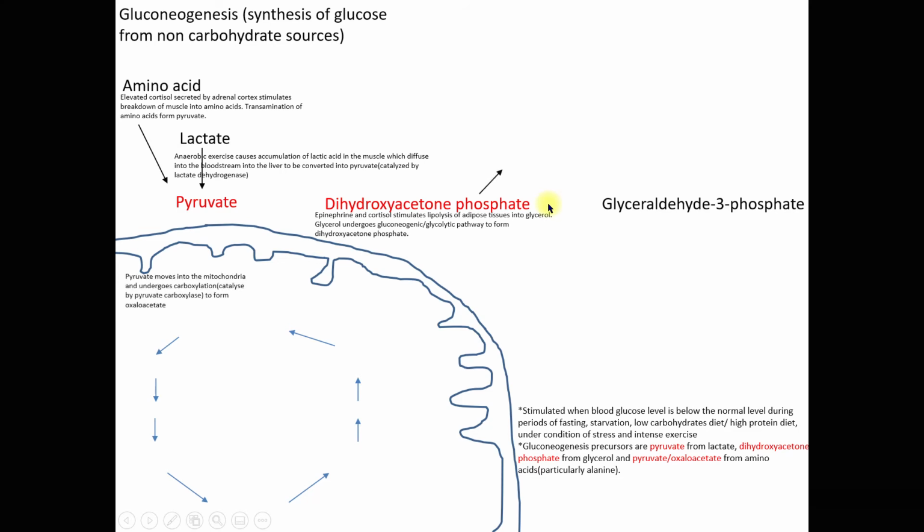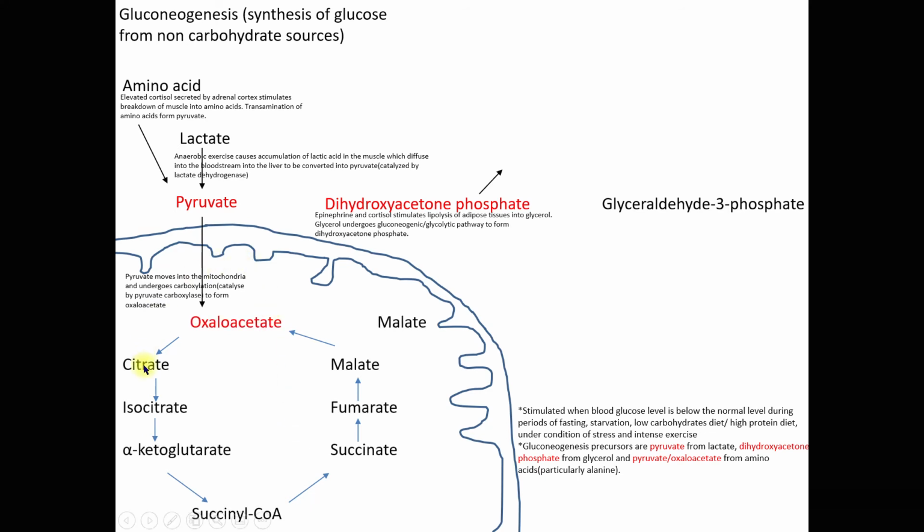All right, so the pyruvate will move into the mitochondria and undergoes carboxylation to form oxaloacetate. This is the Krebs cycle, if you recall.